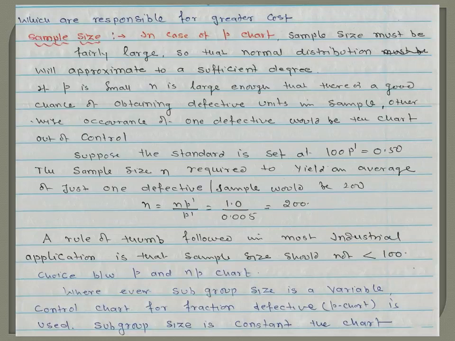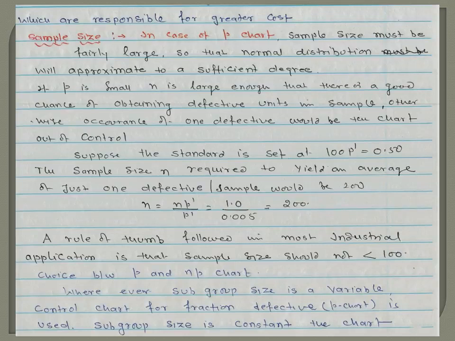So the number of pieces selected in a particular sample is 200. A rule of thumb followed in most industrial applications is that the sample size should not be less than 100 for P and NP charts. The choice between P and NP charts: here we discussed two types of chart, one is the P chart, another is the NP chart.